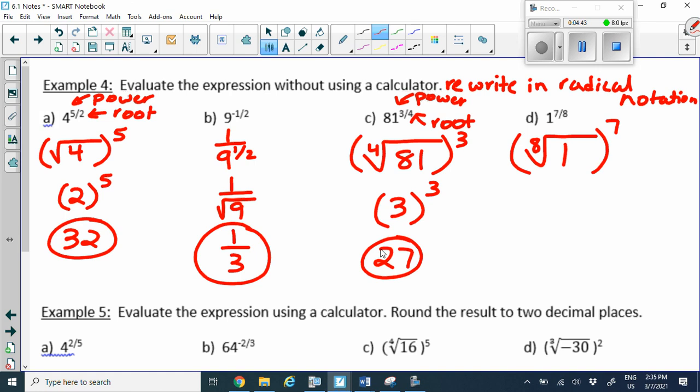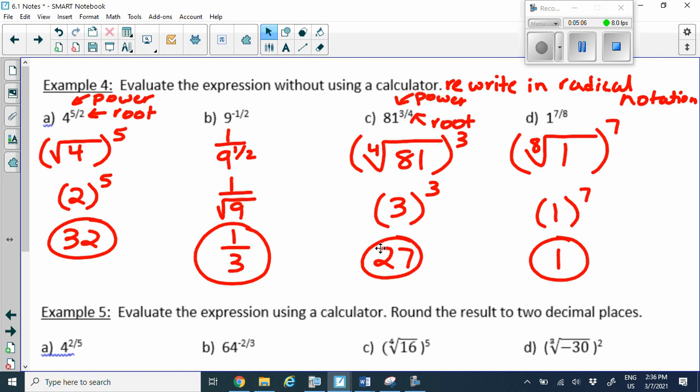Think about it. Anytime we take the square root, well, square root of 1 is 1. Cube root of 1 is 1. 4th root of 1 is 1. So anytime you take any root of 1, it's just going to be 1, okay? So we have 1 to the 7th power, and hopefully you know what this is. 1 to the 7th, it's just going to give us 1. Okay?